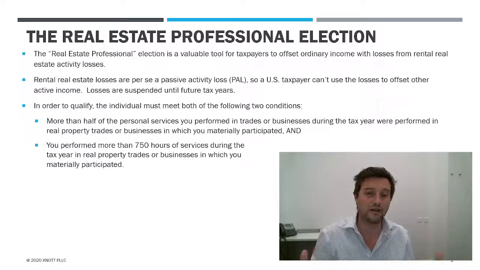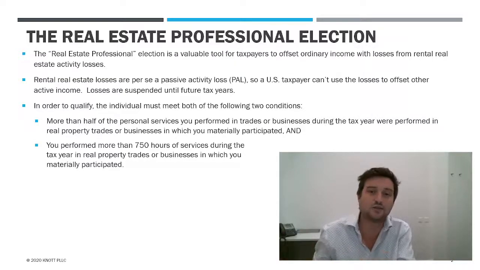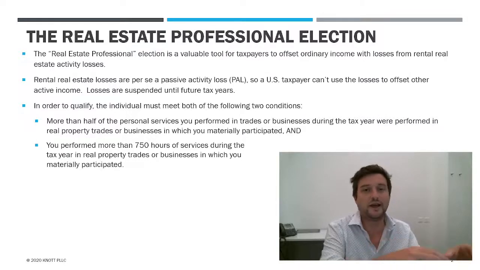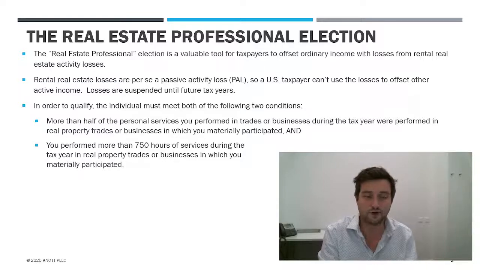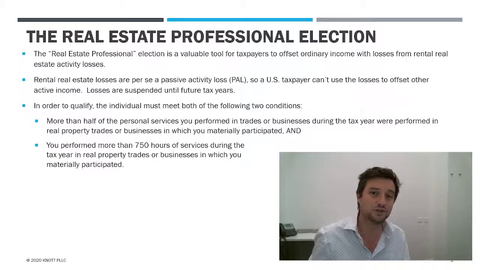And so if you have yourself in a situation where you have all these passive activity losses, and then maybe you have some active income over here where you have wages, interest, dividends, you can't take those rental property losses and offset them against the other income to reduce your tax profile, right? If you could, then it would reduce your taxable income, you get a bigger refund. The real estate professional election allows you to do that. It allows you to offset your other active income with those losses.